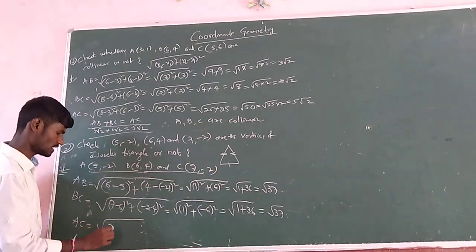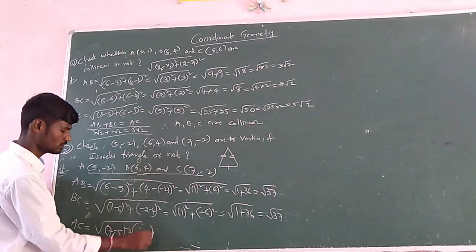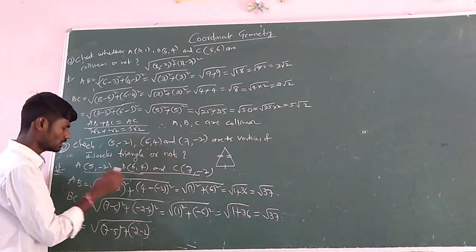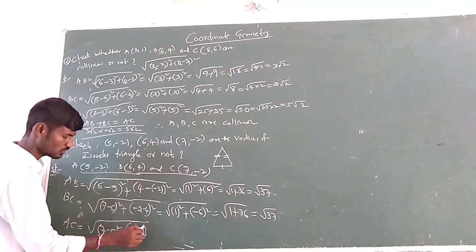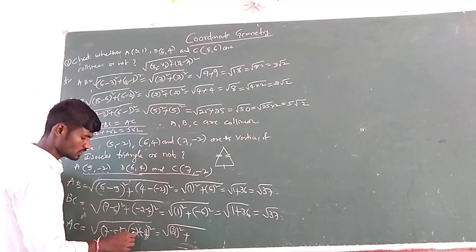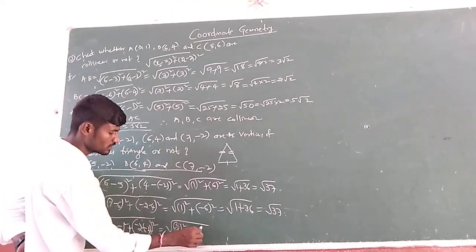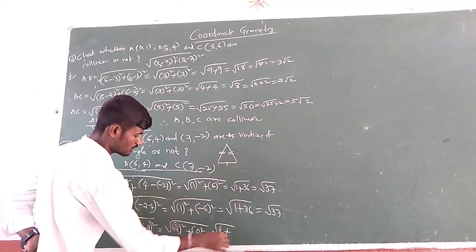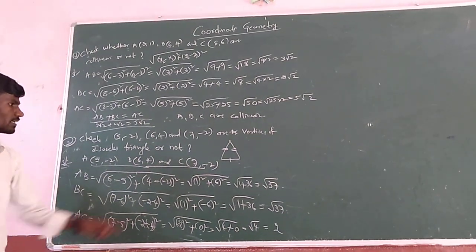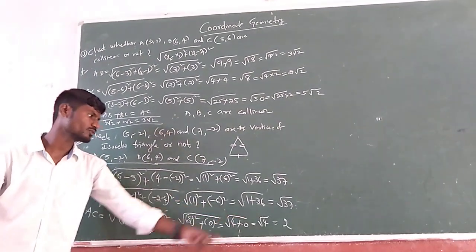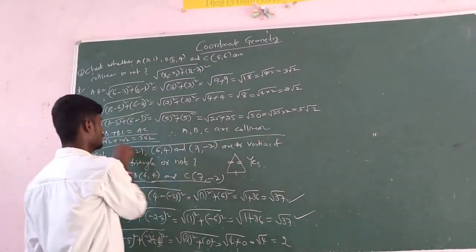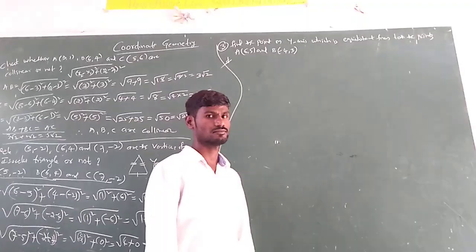X coordinate difference 7 minus 5 whole square plus y coordinate difference minus 2 and minus 2, minus 2 minus of minus 2, whole square. Now square root of 7 minus 5 is 2 whole square plus minus 2 minus into minus plus 2. So what will you get? 0 whole square. So 2 whole square 4 plus 0 square 0, root 4 value 2. Have you understood? So minus 2 is completely eliminated. We are getting 2. So how many are equal here? Only 2 are equal. Yes, it is an isosceles triangle. Yes, the given points form an isosceles triangle. So this is the way.